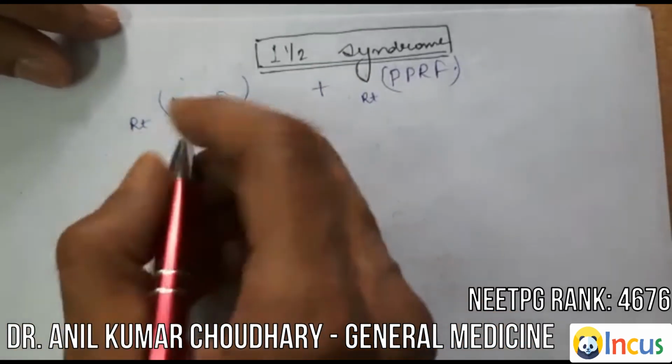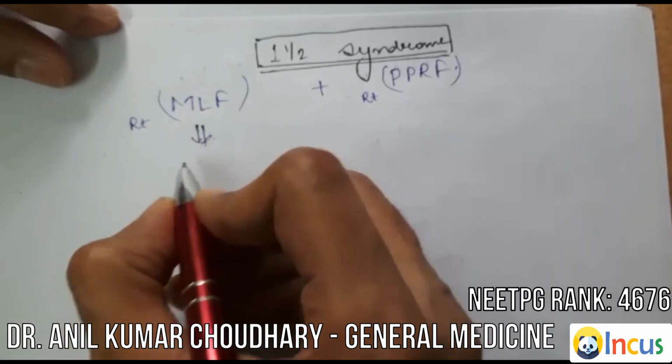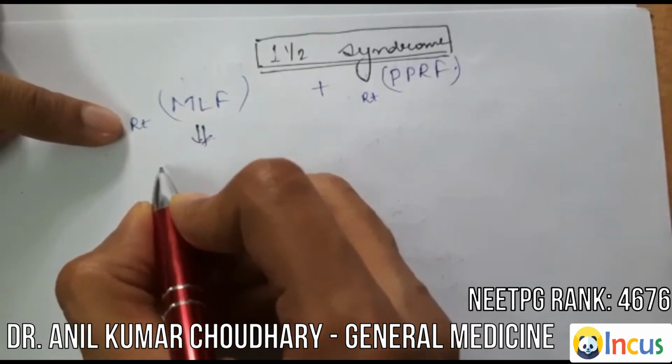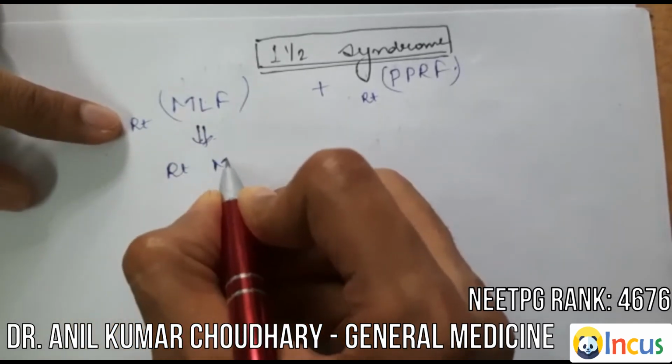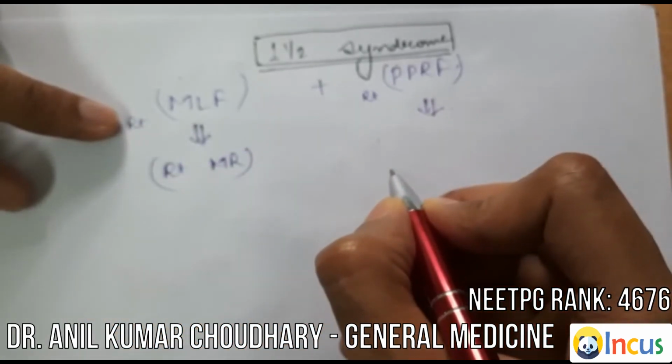Now we also have seen from our physiology part that the medial longitudinal fasciculus was controlling the ipsilateral medial rectus. So there is right sided medial rectus pathology. What was the parapontine reticular formation controlling?